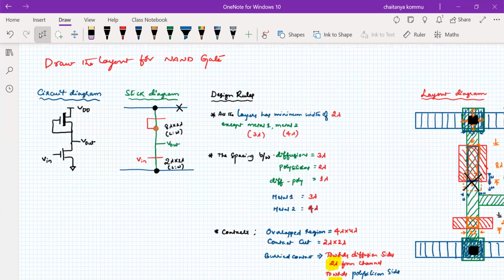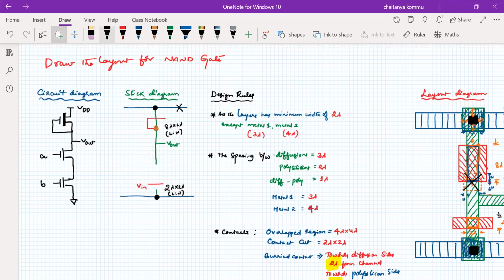What is the circuit diagram then? Just we have to use another transistor here, right? So we have to use another transistor here. So let me now take, this is called A, this is called B, that is called V out. So we have to take another polysilicon on top of it. Okay, uniformity, let us maintain the uniformity.